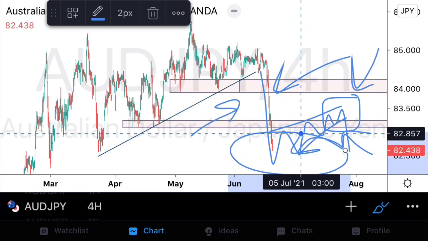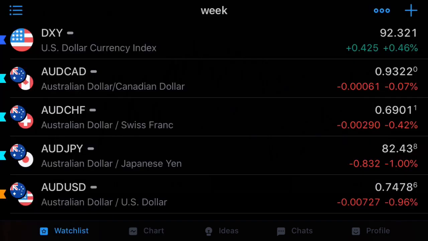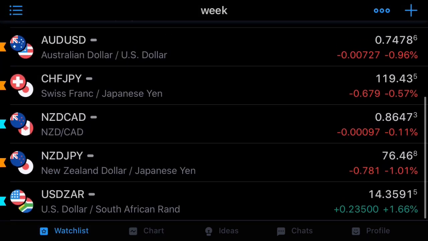But going forward, we see the momentum. The momentum is on the sell side, and we want to be involved in the direction of that momentum. So that's our analysis for AUDJPY, guys. We'll go on to NZDCAD.